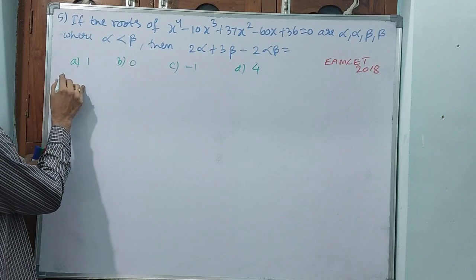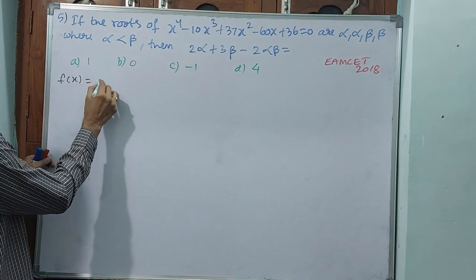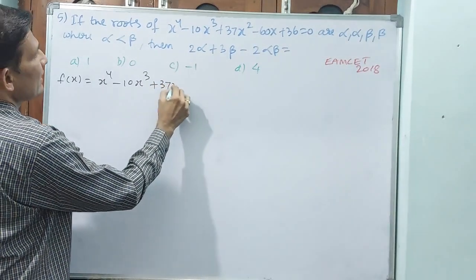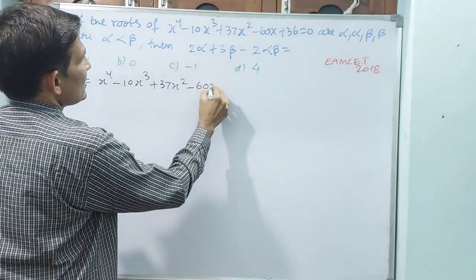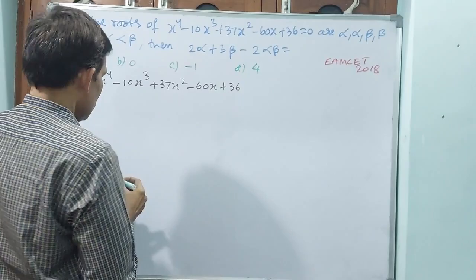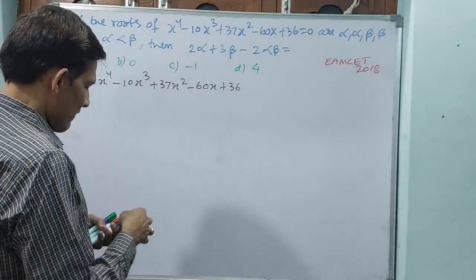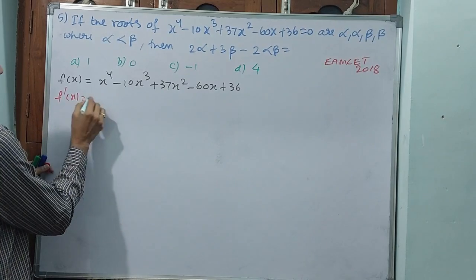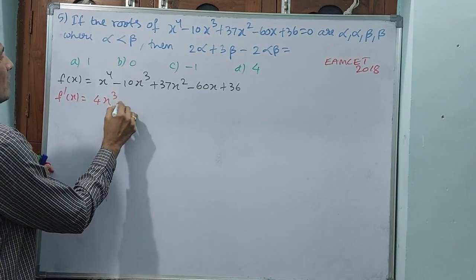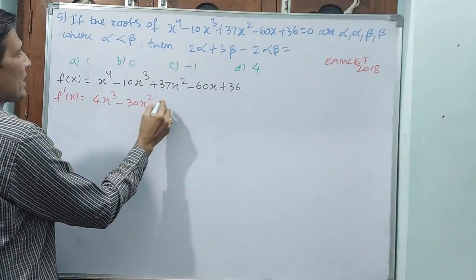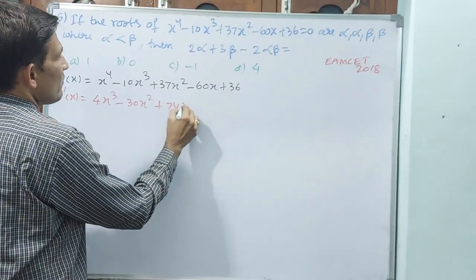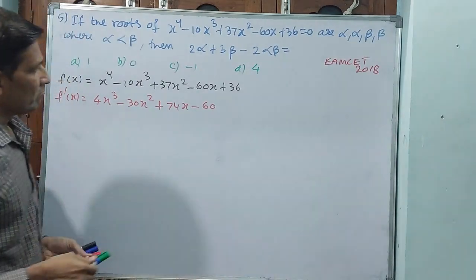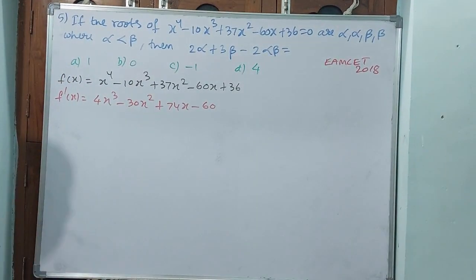Let f of x is equal to x to the power of 4 minus 10x cube plus 37x square minus 60x plus 36. If this is f of x, then what will be f dash x? 4x cube minus 30x square plus 74x minus 60. Now you substitute.